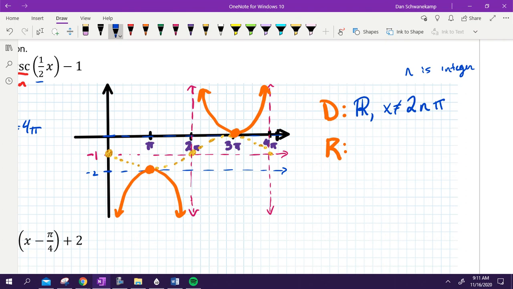Range, that's my y values. Know what I'm doing here. My range is -infinity until -2. Because my graph starts down here and is going to keep going to right there. And then from where else? 0 until positive infinity, because it's starting at 0 and then it's working its way up. Questions on that one?